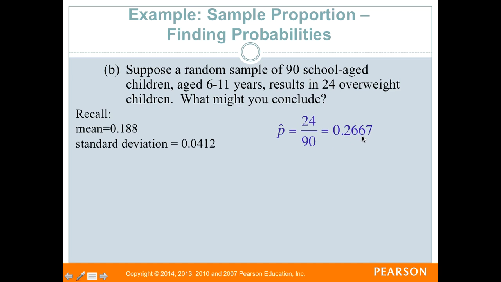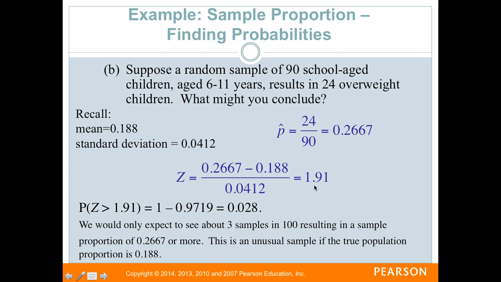So we want to figure out if this is kind of a rare occurrence. What we might do is calculate a z-score for this. This was the sample proportion that we obtained, and if we subtract the mean that we would expect and divide by the standard deviation, we get a z-score of 1.91. Now, to find the probability of getting a z-score greater than or equal to 1.91, you would look up the value on the table and do 1 minus that value again, and you get 0.028. So that's about 3%.